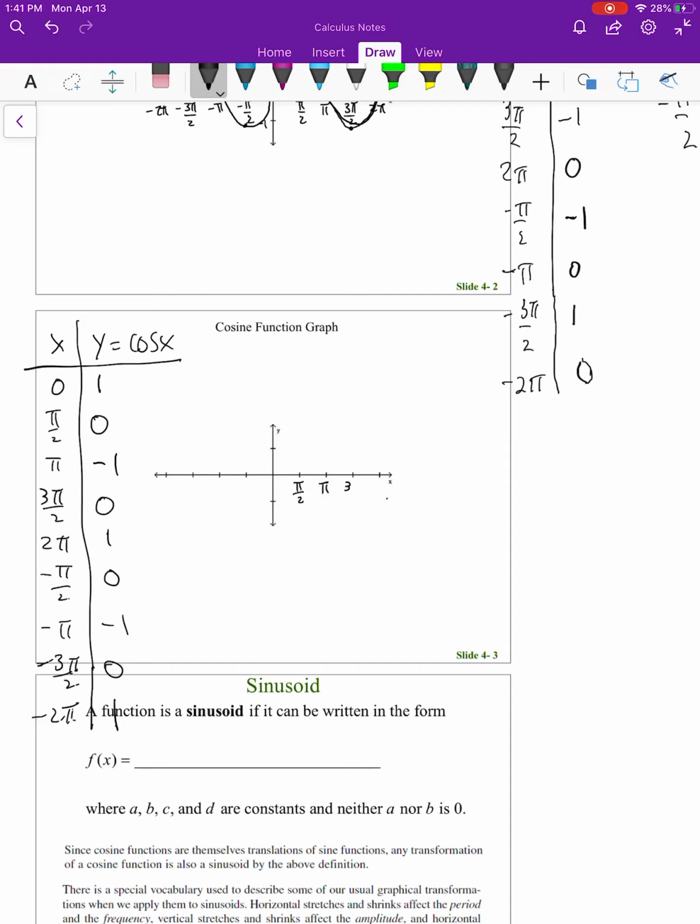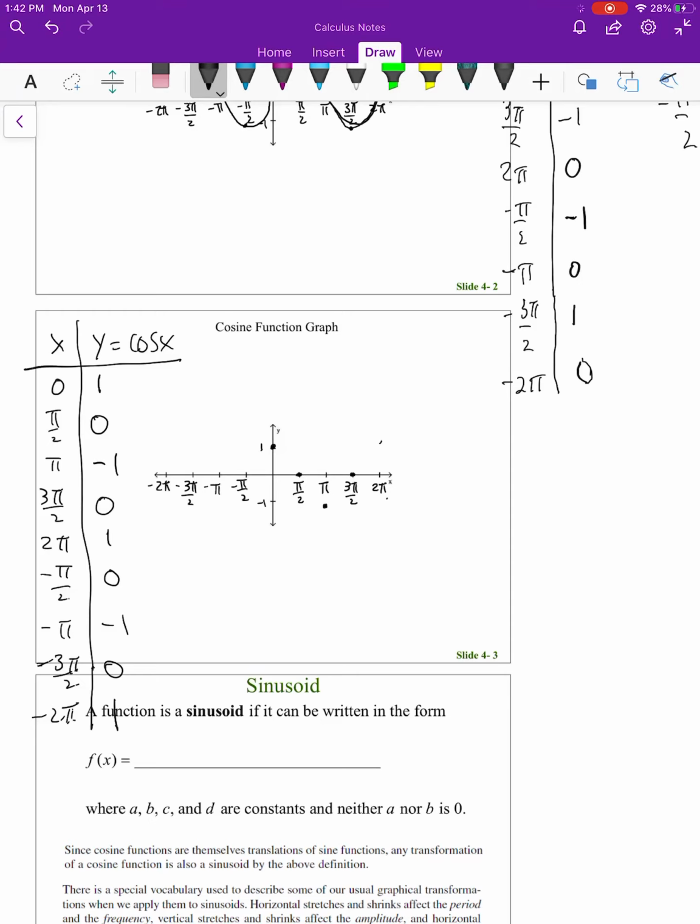So now on our cosine graph, we are going to put in and label all of our points. Pi over 2, pi, 3 pi over 2, 2 pi, negative pi over 2, negative pi, negative 3 pi over 2, and negative 2 pi. We go from positive 1 to negative 1 on the y-axis. And now we just plot our points.